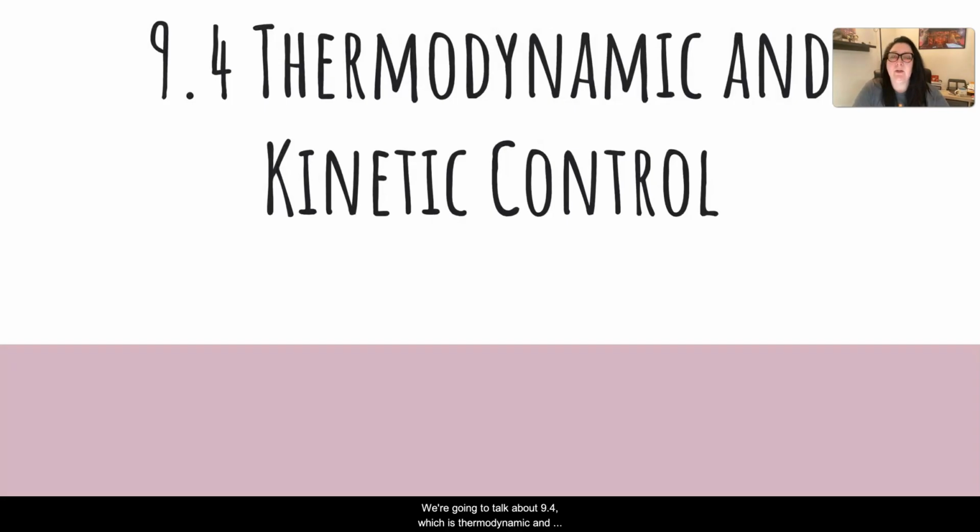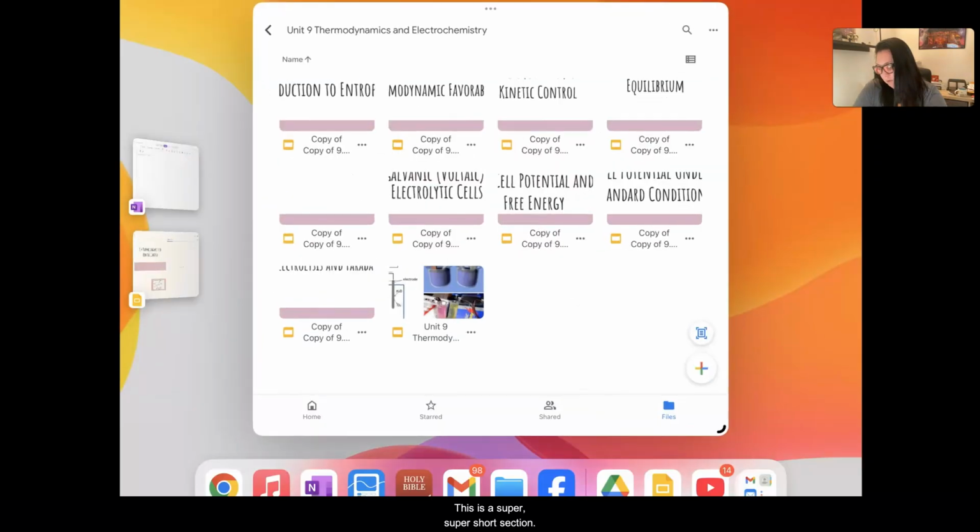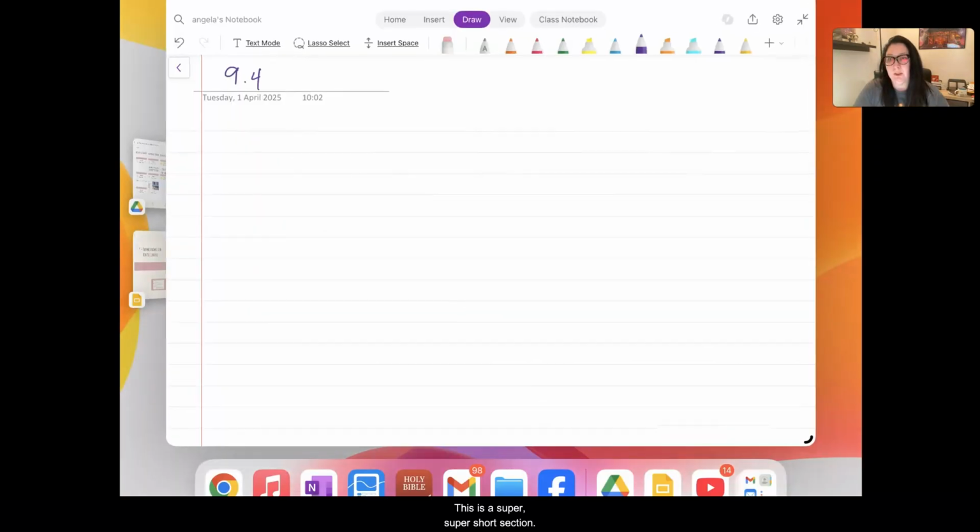Okay, so there we go. We're going to talk about 9.4, which is thermodynamic and kinetic control. This is a super short section. So we've talked about delta G being thermodynamically favored, and it tells us our thermodynamic favorability. If delta G is negative, then it's favorable and spontaneous, which means it just sort of happens on its own. And if it's positive, then it's not.